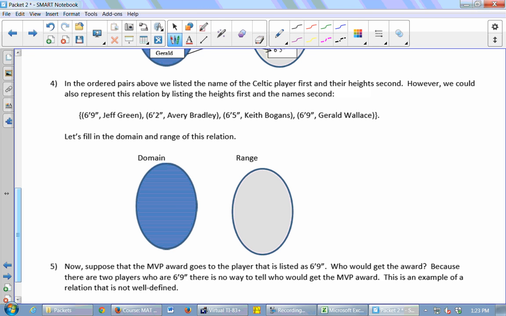So let's fill in the domain of this new relation. Now that I've switched the coordinates, what is the domain? The height. So I've got 6 feet 9 inches, 6 feet 2 inches, and 6 feet 5 inches. And I don't have to repeat the height that shows up twice. And then what is my range? Names. So my names are Jeff, Avery, Keith, and Gerald.